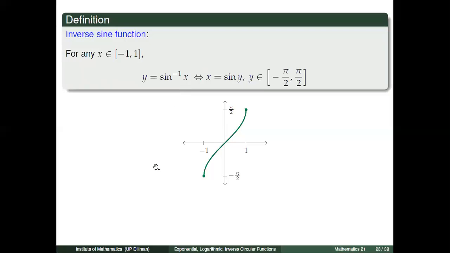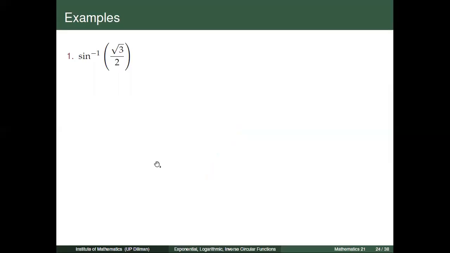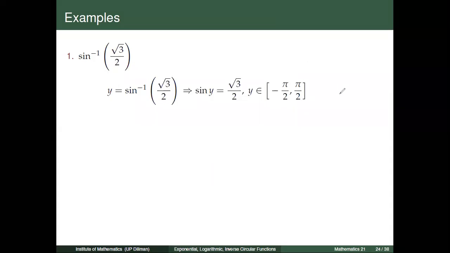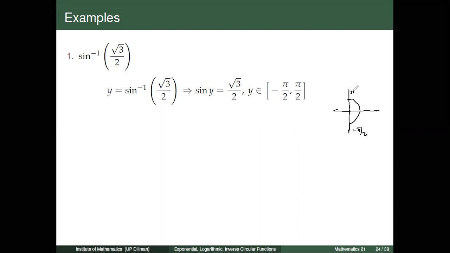All right, let's have an example. Okay, let's evaluate the inverse sine of square root of 3 over 2. Now, if we let y be equal to the inverse sine of square root of 3 over 2, this means that sine y is equal to square root of 3 over 2, and y belongs to the closed interval negative pi over 2 to pi over 2. Okay, so we're looking for an angle in negative pi over 2 to pi over 2 whose sine is equal to square root of 3 over 2. What is that angle? Well, first it must lie in the first quadrant because the sine value is positive, and since the y coordinate is square root of 3 over 2, then this is the special value pi over 3.